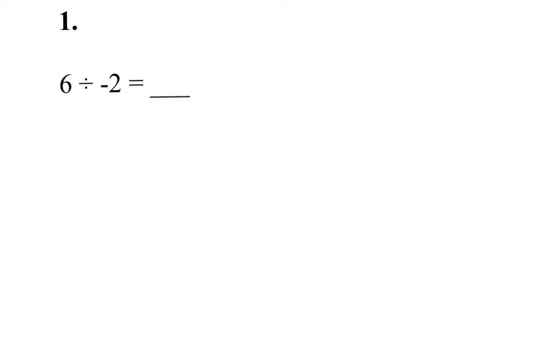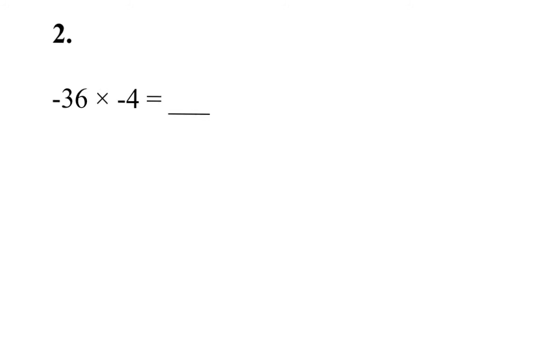So here we have a division problem, and I have opposite signs, so that means my answer is going to be negative. So I can write that in right away. And then I just look, 6 divided by 2 is 3. So 6 divided by negative 2 is going to be negative 3.